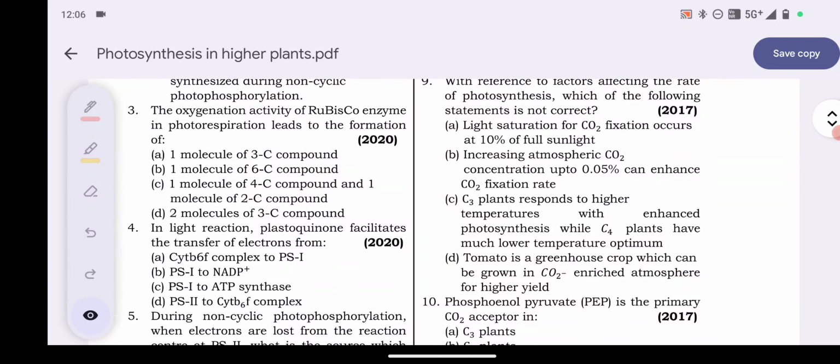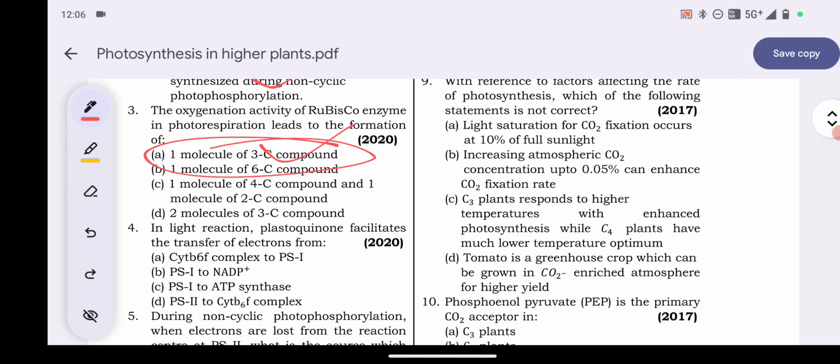Next question number 3, 2020 का question है ये. The oxygenation activity of Rubisco enzyme in photorespiration leads to the formation of. Option A, 1 molecule of 3 carbon compound. Option B, 1 molecule of 6 carbon compound. Option C, 1 molecule of 4 carbon compound and 1 molecule of 2 carbon compound. And option D is 2 molecule of 3 carbon compound. Here the answer is option number A, 1 molecule of 3 carbon compound.